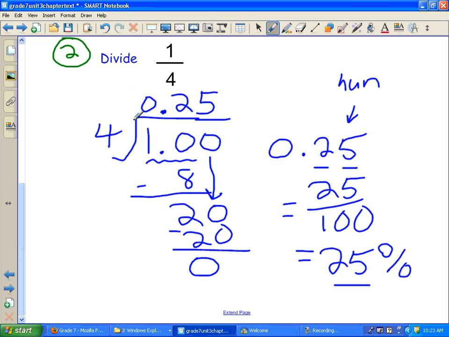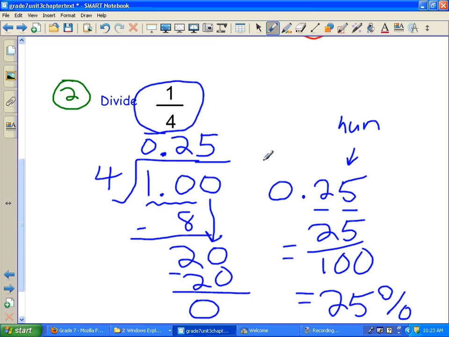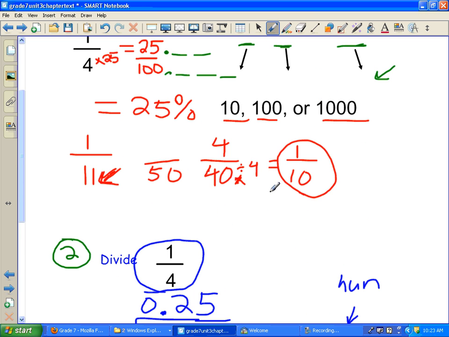So you can do that with any fraction. You can divide it. 1 divided by 4, 10 divided by 50. It doesn't matter what the fraction is. Sometimes you just have to divide it when you can't make it equal to 10, 100, or 1,000.